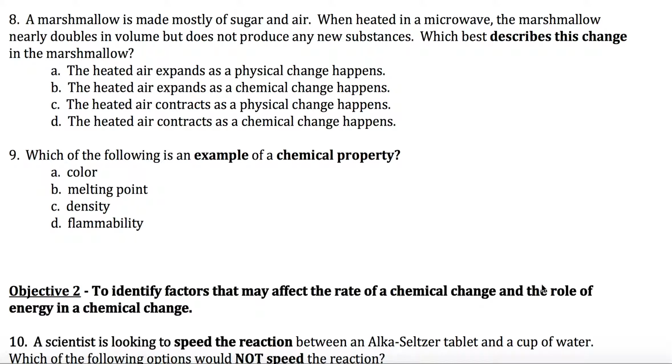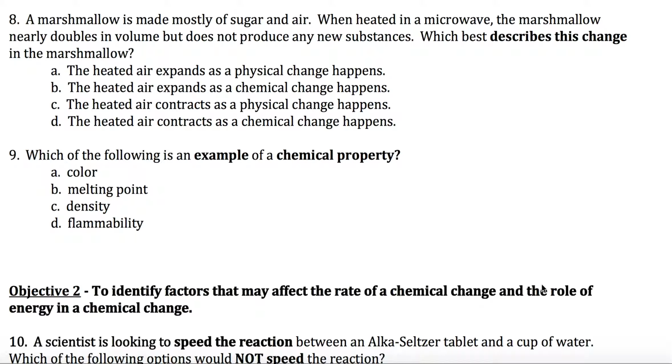Question 8. A marshmallow is mostly made of sugar and air. When heated in a microwave, the marshmallow nearly doubles in volume but does not produce any new substances. Which best describes this change in the marshmallow? A. The heated air expands as a physical change happens. B. The heated air expands as a chemical change happens. C. The heated air contracts as a physical change happens. Or D. The heated air contracts as a chemical change happens.